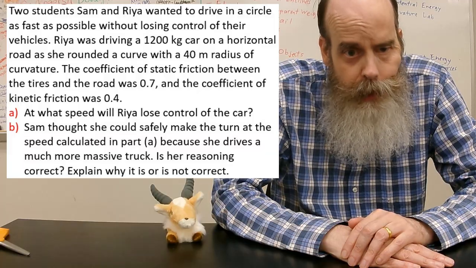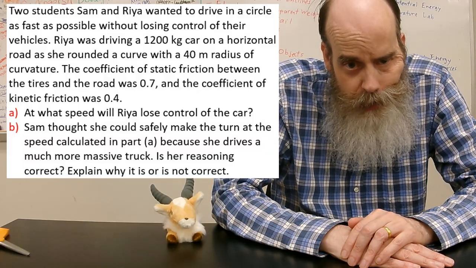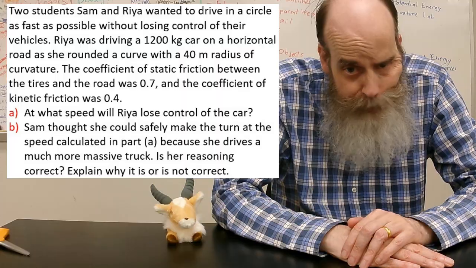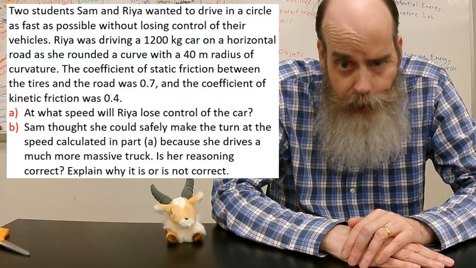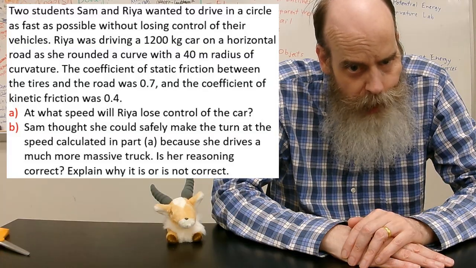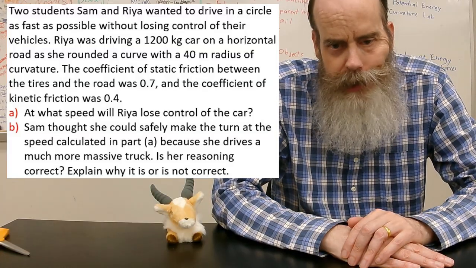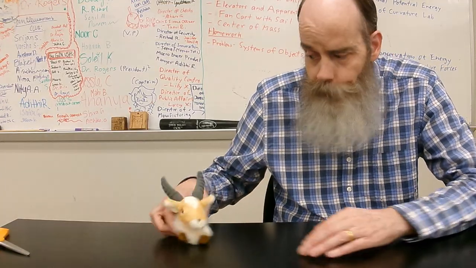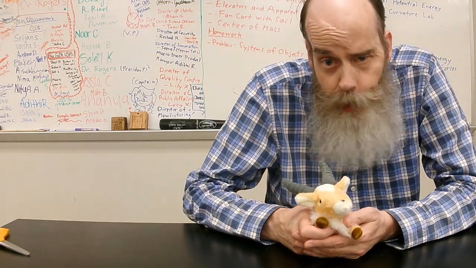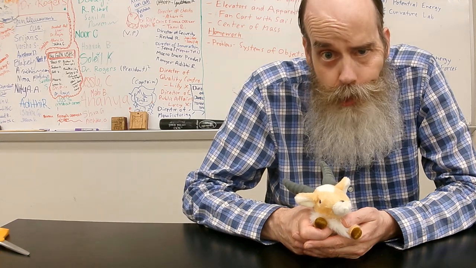Part B. Sam thought she could safely make the turn at the speed calculated in Part A because she drives a much more massive truck. Is her reasoning correct? Explain why it is or is not correct. That's the problem. Now, Candy and I will go and solve the problem.